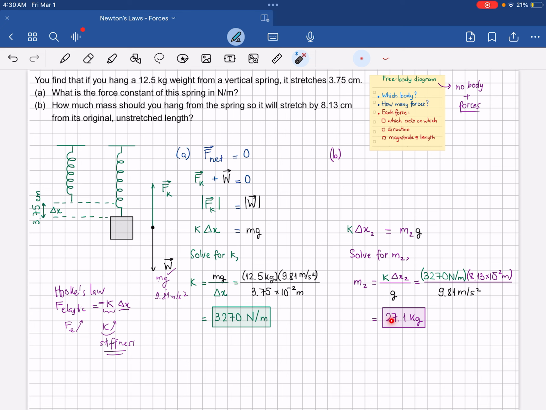Then we have the mass is 27.1 kilograms. So we can see that the bigger the mass, the heavier, the more the stretch. Here just pay attention that you need to convert everything into SI units, so centimeters into meters, and then you get the result. You can double check in case I made some mistake. Okay, thank you.